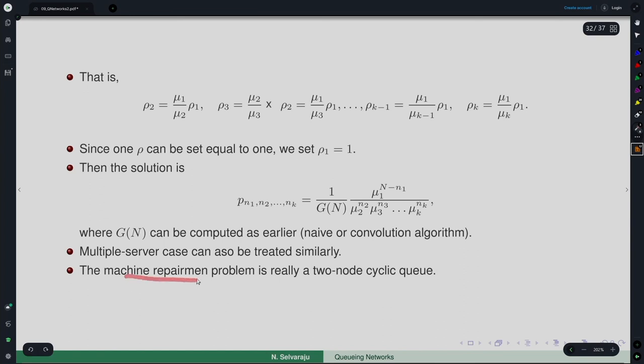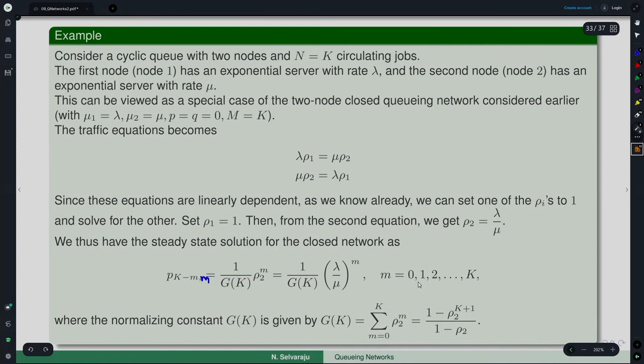As we already pointed out, the machine repairman problem is really a two-node cyclic queue, one node for operation, the other node, as usual, for the repair facilities, and then the items will move from one to the other in a cyclic fashion. So that is basically a two-node cyclic queue. It is a very simple network, but many a time the analysis would help us a lot, depending upon the situation, because there are many more specialized results which can be obtained for the cyclic queuing network. That is possible.